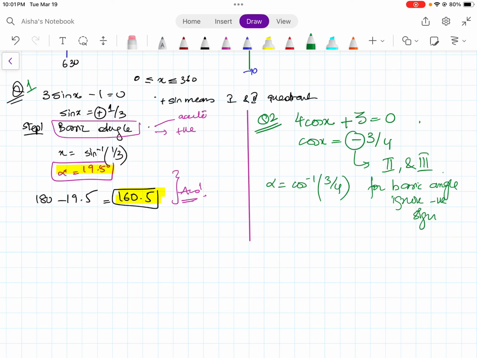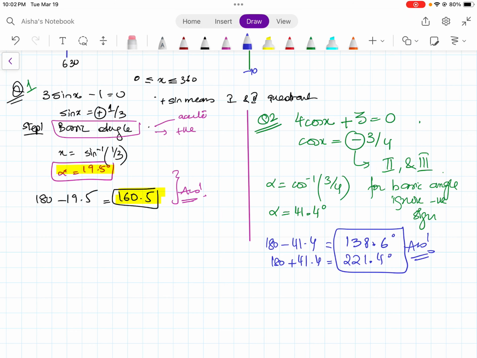So how do you go about it? It becomes cos inverse 3 upon 4, which is 41.4. Now the second and third quadrant angles are 180 minus alpha and 180 plus alpha. This is 138.6 and 221.4 degrees. These two will be my final answers.